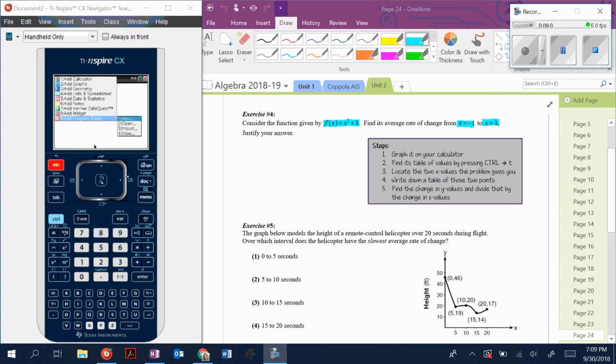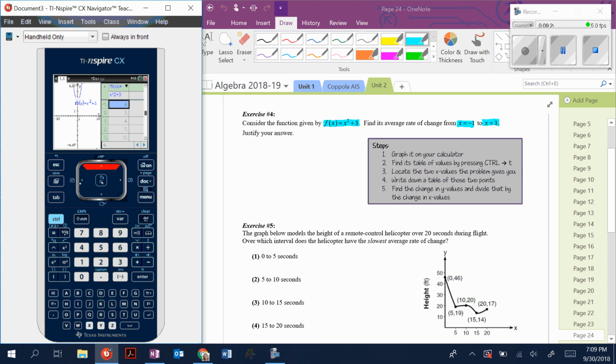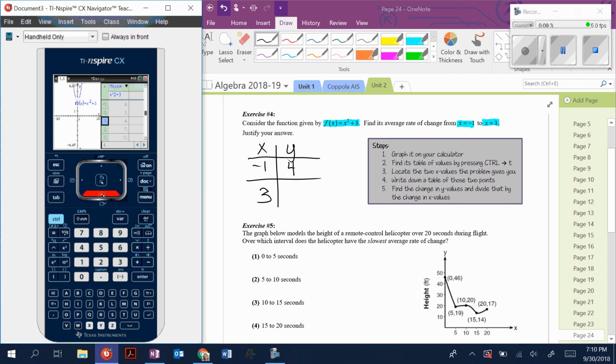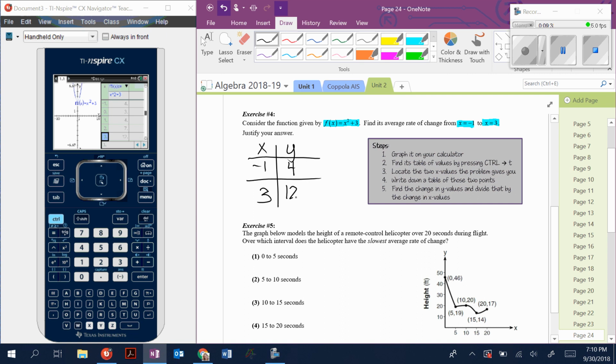All right, so we need to add a new document, and we're going to graph the function x squared plus 3. Hit enter to graph. There she is. Control T is going to show us our table. So we need the x value of -1, which I have highlighted right here. So my x value has to go from -1 to 3. So what's the point? -1, 4, and then let's find 3, 3, 12.